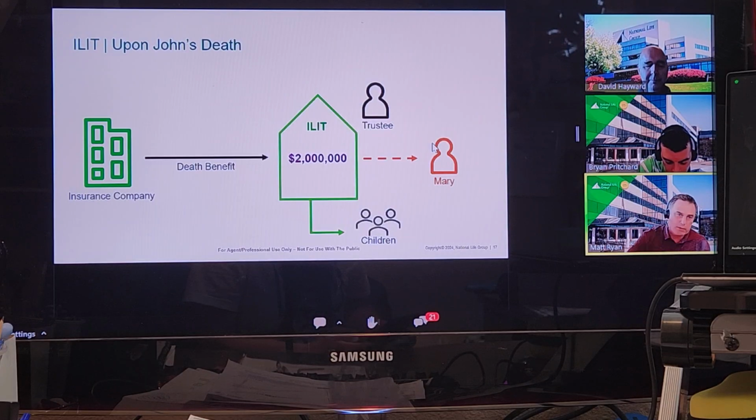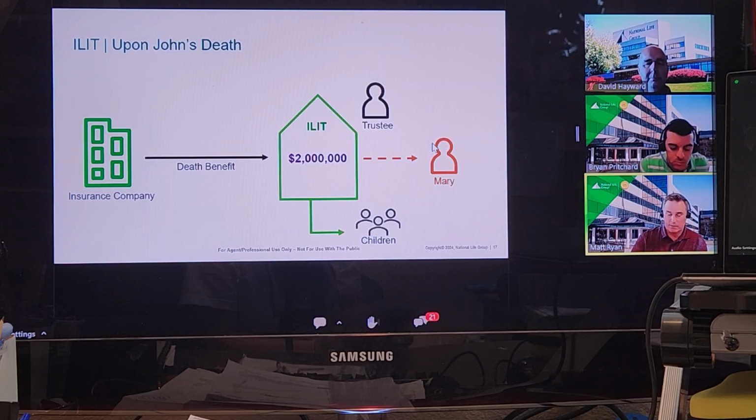And now the trustee will make distributions based upon the wishes of John in his irrevocable life insurance trust. In this case, he names Mary as the primary beneficiary, so Mary will receive income or principal for her health, education, wellness, and support, or by other means, as described in his irrevocable life insurance trust.